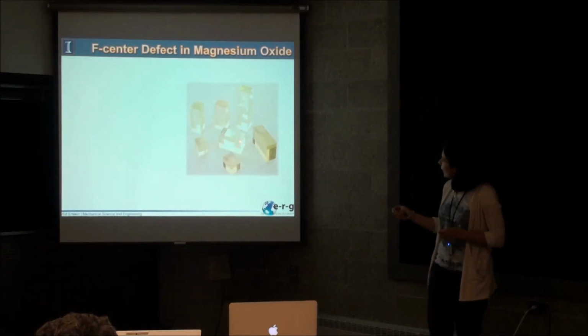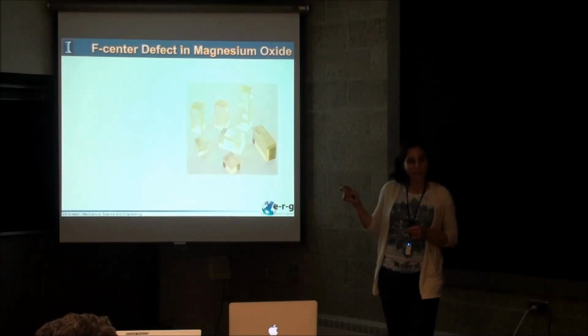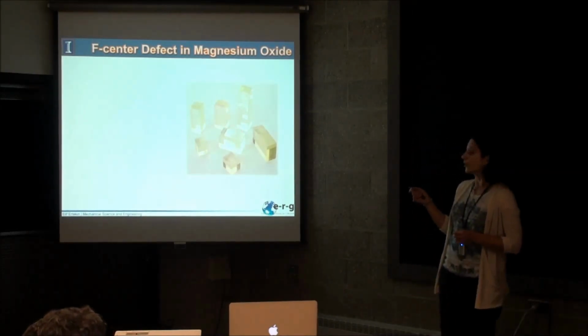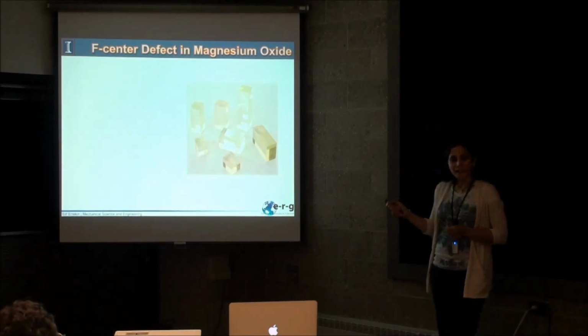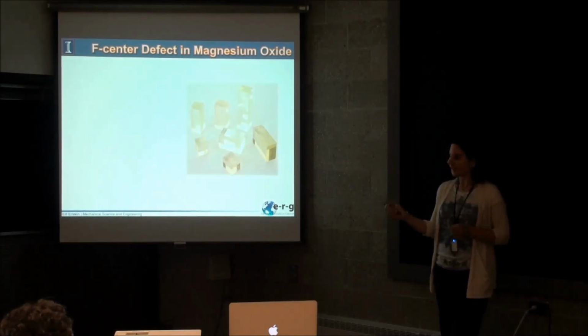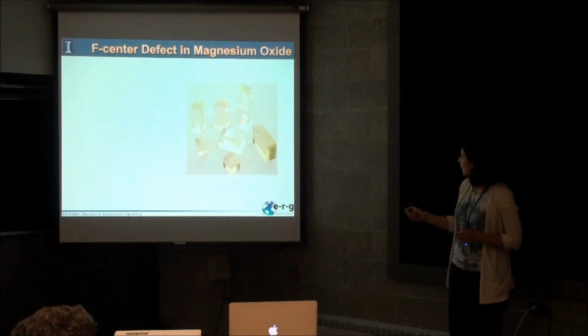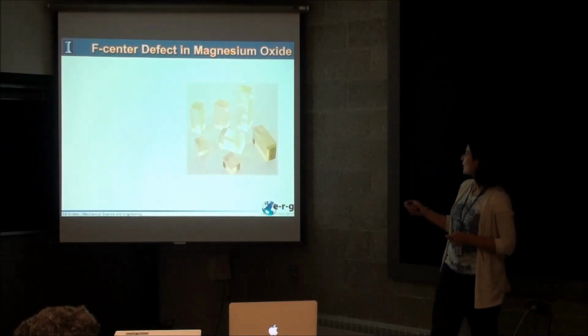To my knowledge, it's the first time that QMC has been used in the prediction of thermal and optical ionization energies for a material. You're looking at this and thinking, that's not a semiconductor, that's an ionic solid. You're right, it is. This thing, as you can see, is clear. It has a large band gap of about 7 or 8 eV.